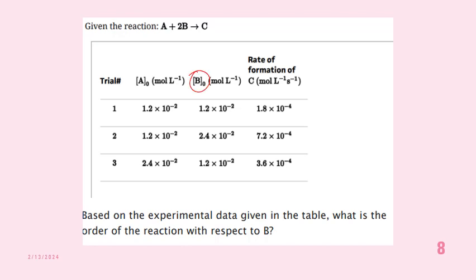I just have to see what will happen to the rate of reaction when I change the concentration of B. So A is remaining the same here. So trial 1 and trial 2 I will take. And what happened to B that time? We are doubling that one. When you double the concentration, what happened to the rate? The rate quadruples. That means it's going to be second order. So with respect to B, it's going to be second order.